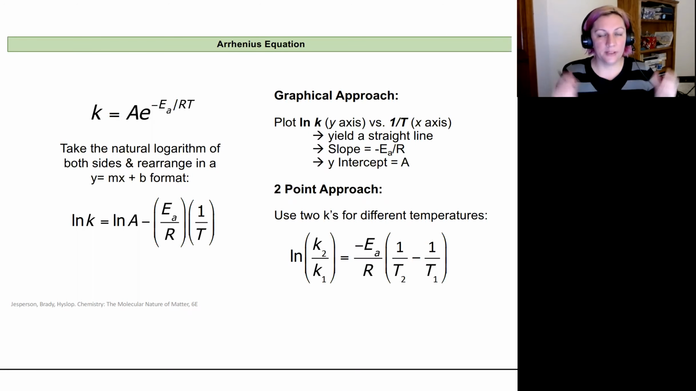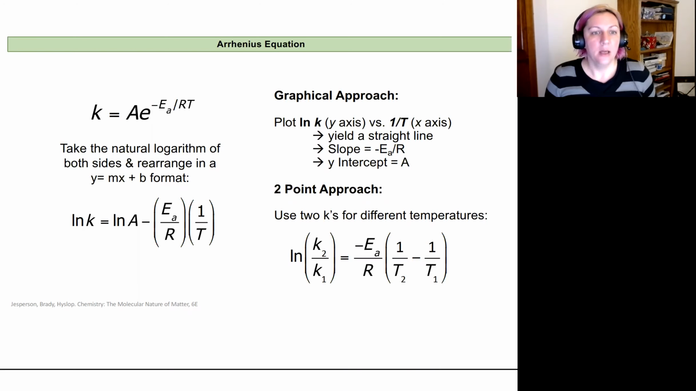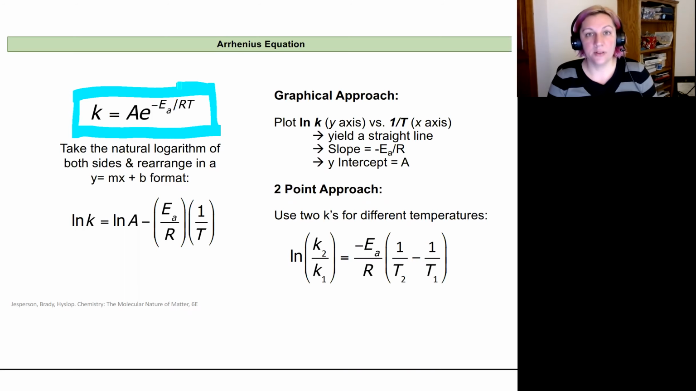Right, now that we've talked about collision theory and the temperature dependence of K, let's talk about some of the calculations we'll associate with it. And we're going to use the Arrhenius equation, which is this representation of K that we've already introduced, that it's equal to that frequency factor times the exponential factor that includes the activation energy.